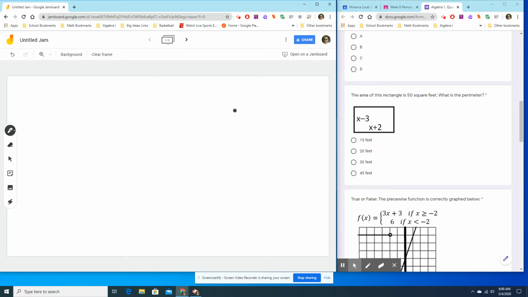Alright, continuing on, we got area and square feet of 50. So I'm going to start with area, length times width. You guys may go about doing this a different way, but I'm going to attack it algebraically. So we've got 50 is equal to x minus 3 times x plus 2.